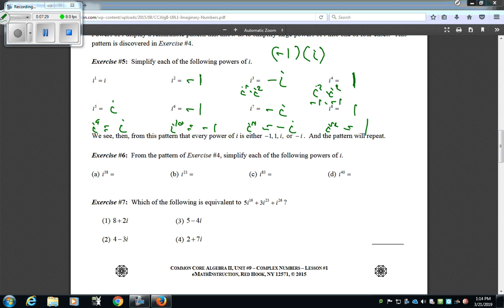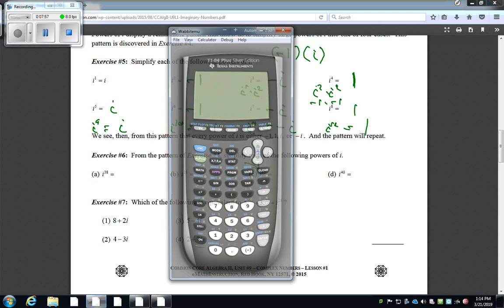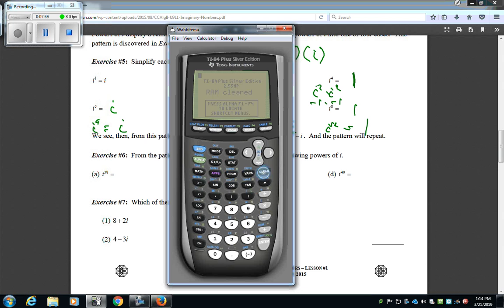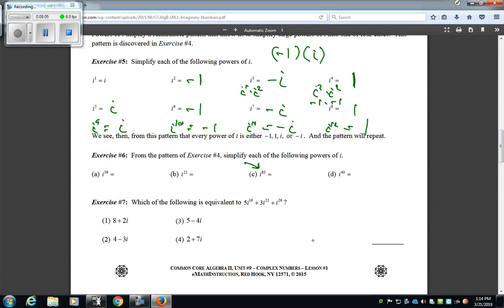So if you're thinking about which one it will be for these higher ones in exercise 6, let's say this one, C, i to the 83rd power. What I want to think about is this. Each of these, 1, 2, 3, and 4, there's a 4-term cycle. So the idea, how it works, is if you took 83 and divided it by 4. So if I took 83 in my calculator and I divided it by 4, I end up getting 20.75.